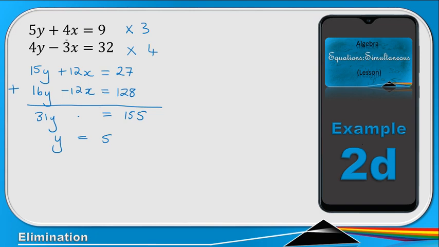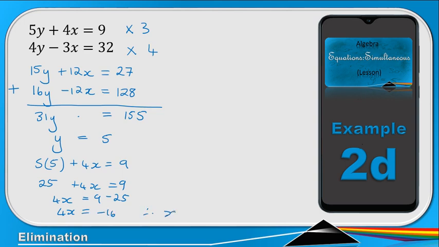Alright, now just a final step to get x. Let's substitute 5 into the first equation. Plus 4x equals to 9. Here we have 25 plus 4x equals to 9. So 4x equals to 9 minus 25. 4x equals to negative 16. So therefore x is equal to negative 4. Okay, so my answer is then negative 4 and 5.